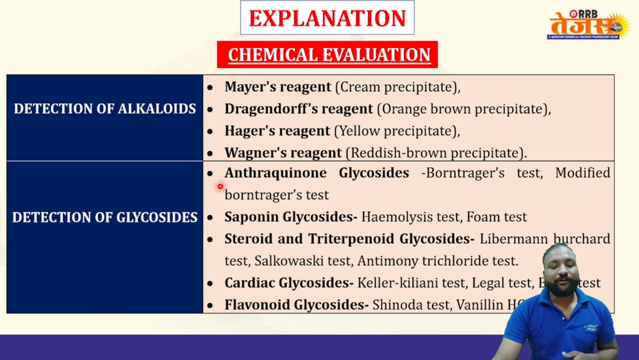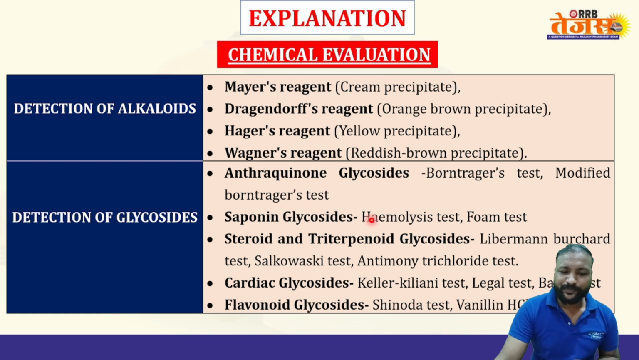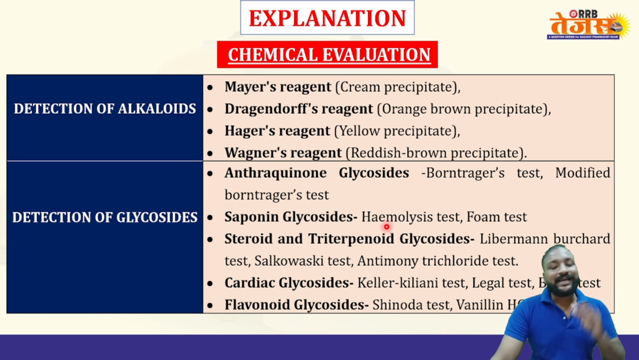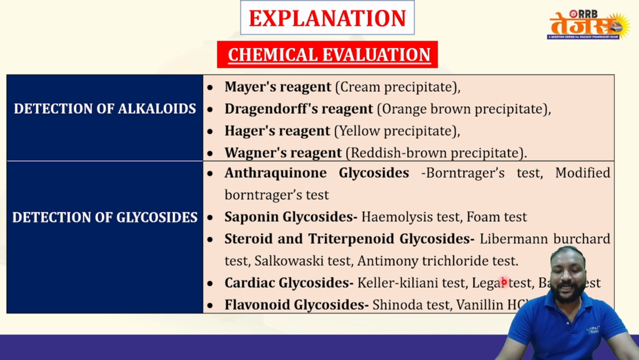Okay. For anthraquinone glycosides, Borntrager's test and modified Borntrager's test are important. For saponin glycosides, the hemolysis test and foam test are important. For steroid and triterpenoid glycosides, the Liebermann-Burchard test, Salkowski test, and antimony trichloride test are important. For cardiac glycosides, the Keller-Kiliani test, Legal test, and Baljet test. And for flavonoid glycosides, the Shinoda test and vanillin HCl test. These are important tests for the glycosides.